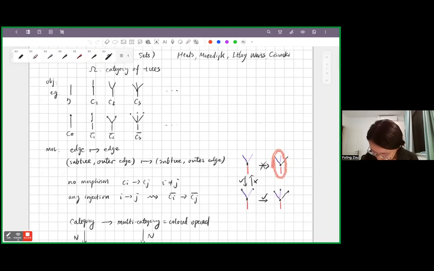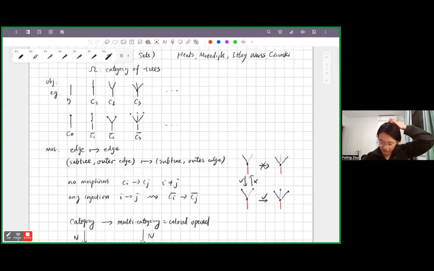Because this part is not a subtree without its outer edge. Because if we pick this point, we should include... yeah, if we pick this point, we should... wait a minute. Yeah, so this part is not a subtree of it.